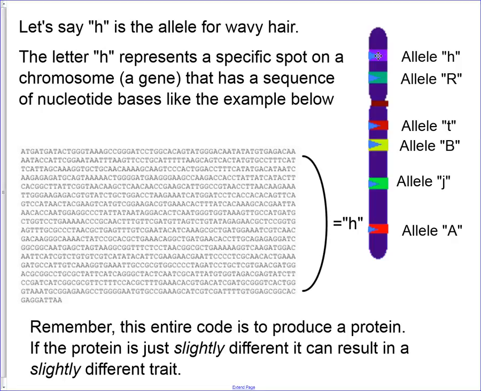So when we say that this chromosome part, let's say that this is an allele for curly, wavy hair, this little h really represents a tremendous amount of DNA sequence. And that sequence is there to produce a protein which may or may not result in the trait that you're describing. And if the protein is just slightly different due to a change in the sequence of nucleotides, it can result in a slightly different trait. And that's how we have that kind of genetic variation between members of the same species.